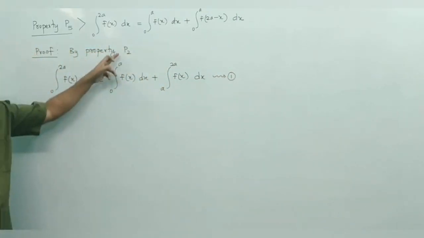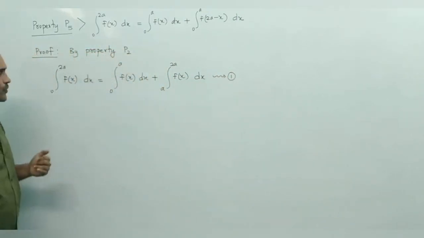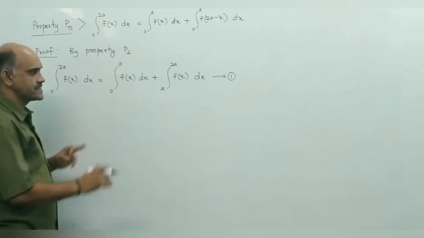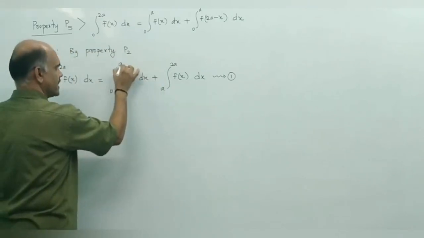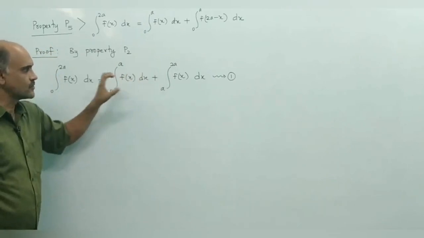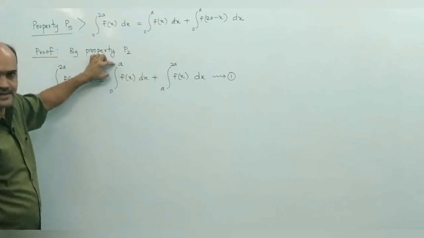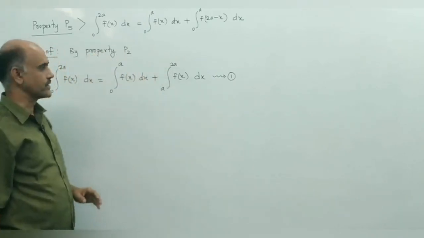Do you remember this property? Else you can go back and see. So a is in between 0 and 2a, so I can write it as 0 to a and a to 2a.